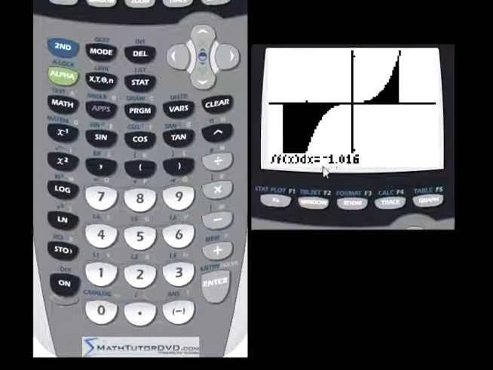And notice the answer is negative. That's because in this case, I have more negative area than positive area. So this is a number, and when you add it to this number over here, the answer you get is -1.016. This is the total area, counting this as negative and counting this as positive. And again, this is not a quirk of the calculator. This is exactly how calculus works when you do these integrals.